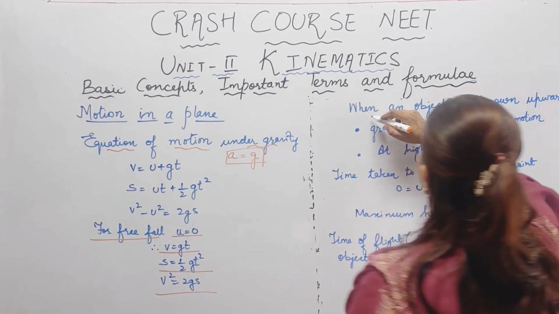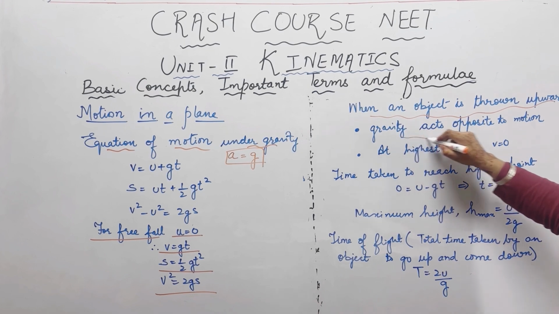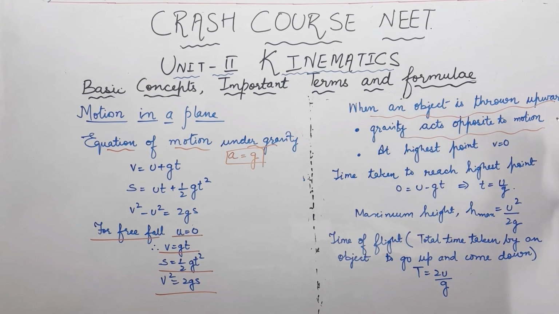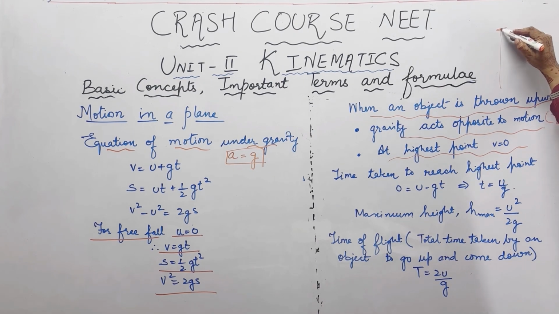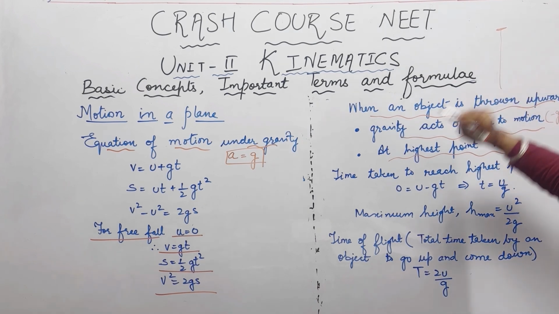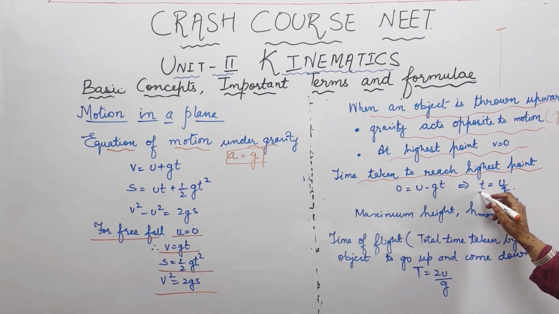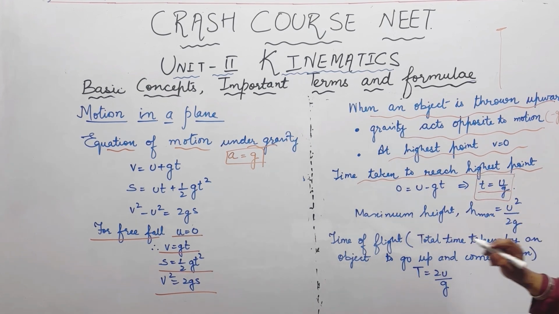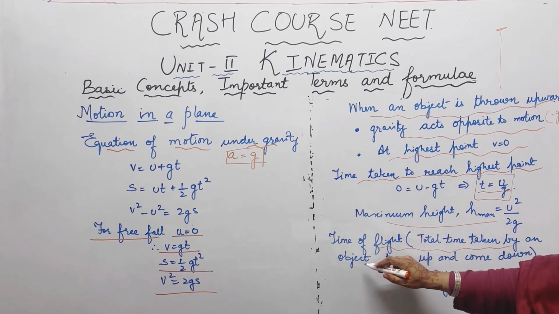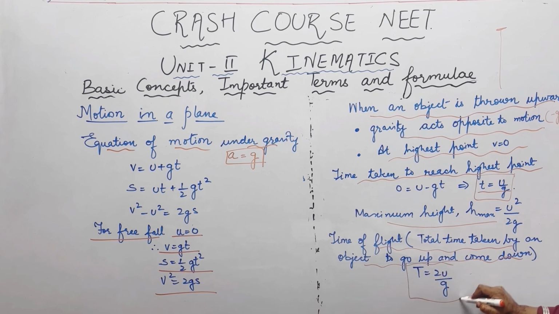Now, when the object is thrown in the upward direction, acceleration acts opposite to motion. In this case, we have to take minus g instead of plus g. At the highest point, this is the final point, the maximum height it has reached, the final velocity will become 0. So the time taken to reach the highest point, taking v = 0, is given by initial velocity upon acceleration due to gravity, t = u/g. Maximum height is u²/2g. The time of flight, that is the time taken to go up and come down, is given by capital T, equal to 2u/g.